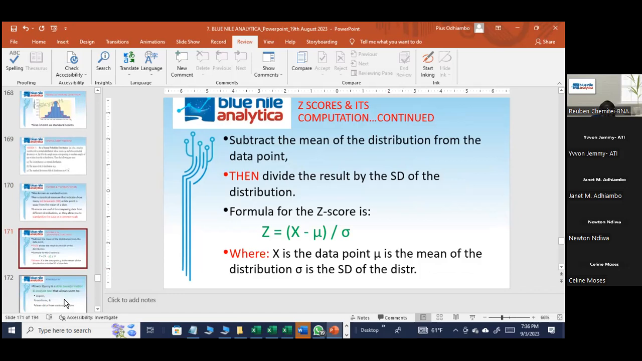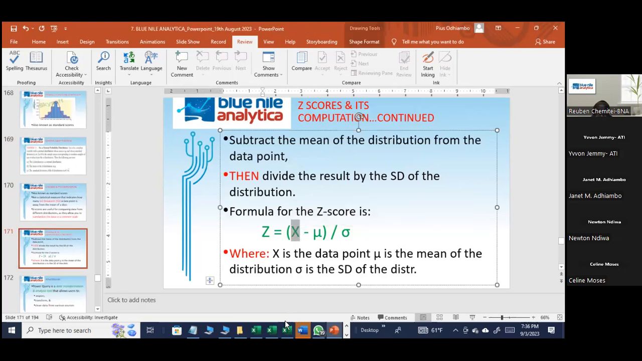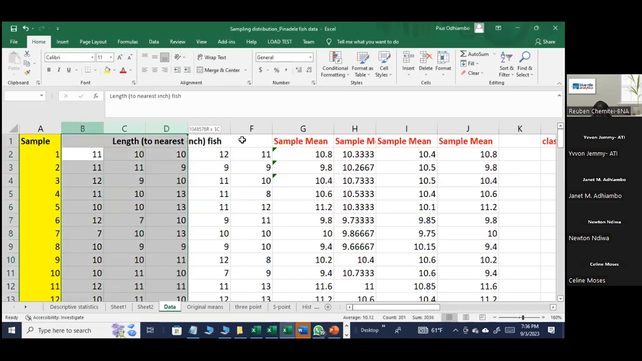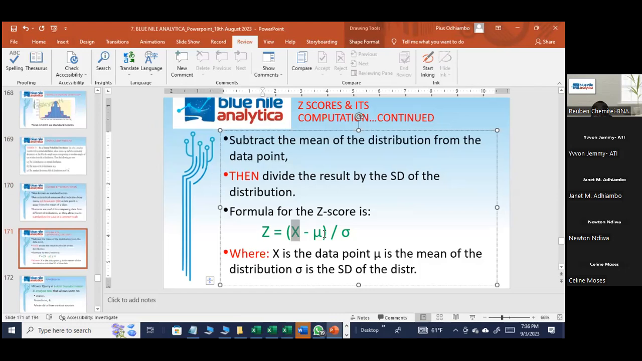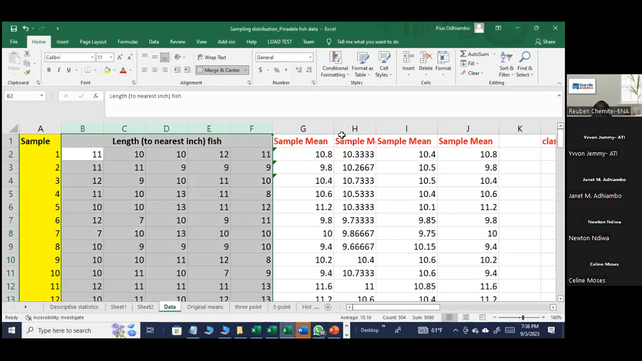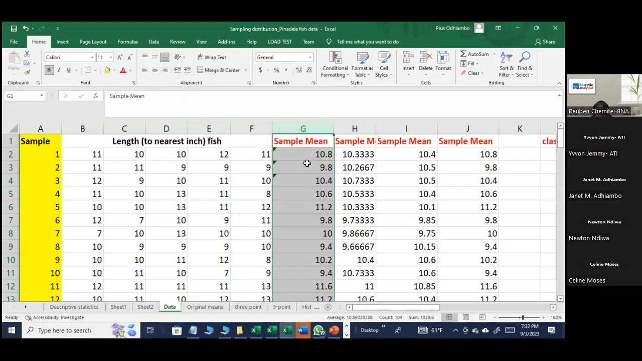And you can see this formula here: Z is x minus mean over the standard deviation. The x value here is actually the raw values, like what we have here. These are the raw values. Now, this mean here is actually the mean that we are having here. So this mean is coming from these values.